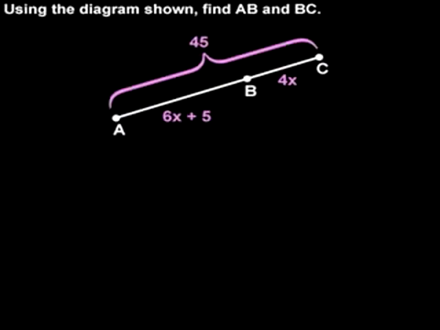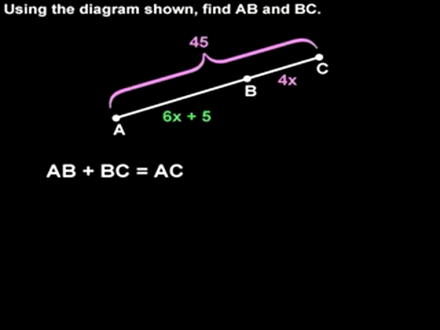In this problem, we're given the diagram shown, and we're asked to find the length of segment AB and the length of segment BC. Remember that the segment addition postulate tells us that if B is between A and C, as it is in our diagram, then the length of segment AB plus the length of segment BC is equal to the length of segment AC.